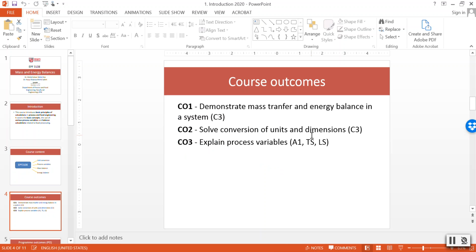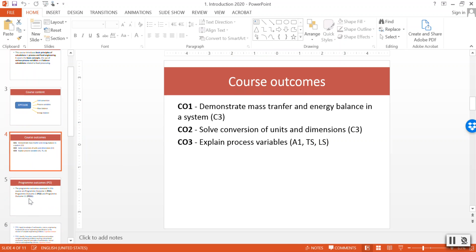I'm going to start by highlighting the course outcomes of this subject, where we expect that at the end of the course, the student will be able to demonstrate mass transfer and energy balance in a system, solve conversion of unit and dimensions, and lastly explain process variables. So these are the expectations out of this course.